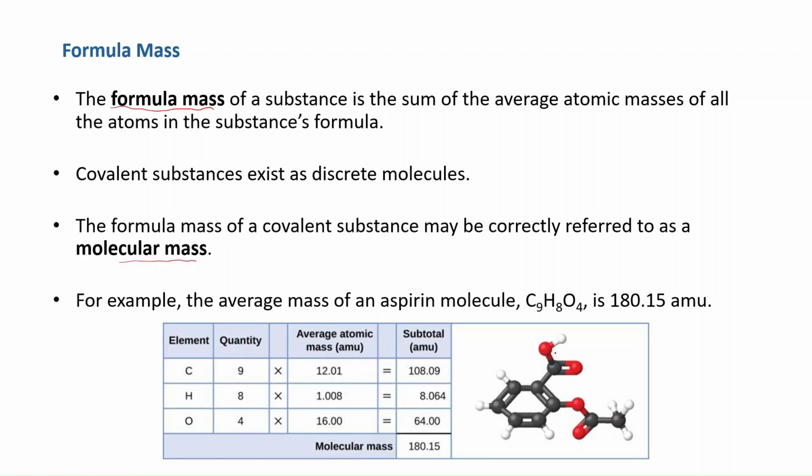Here you have an example, aspirin, C9H8O4. Carbon, you have 9 of them, each one weighs 12.01 amu. Hydrogen, there's 8, each one weighs 1.008. Oxygen has 4, 16.00. Add up all of the numbers, and that gives you the formula mass or molecular mass. You can use either term: 180.15 amu.